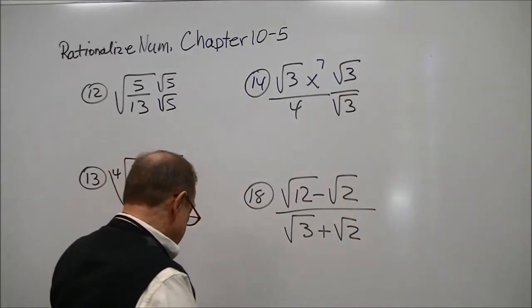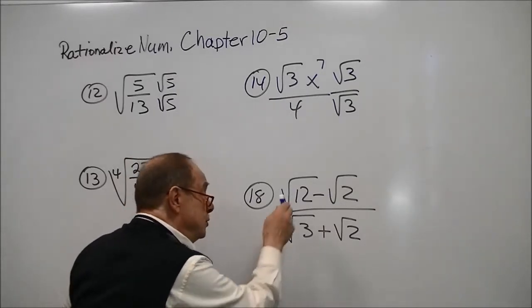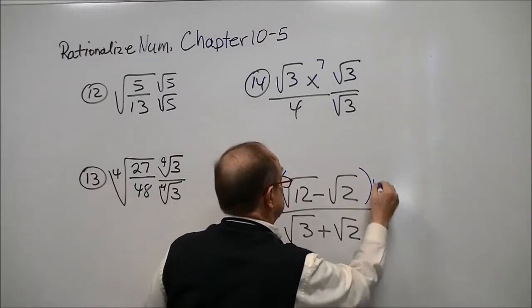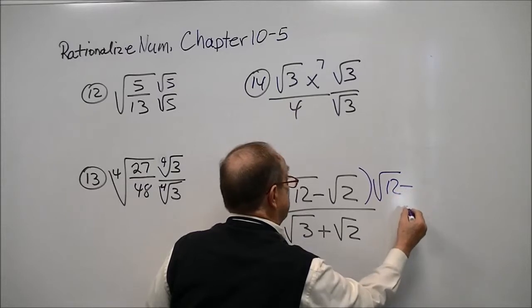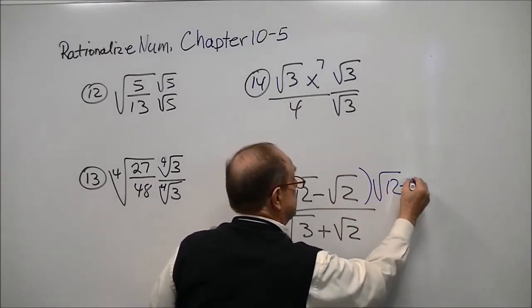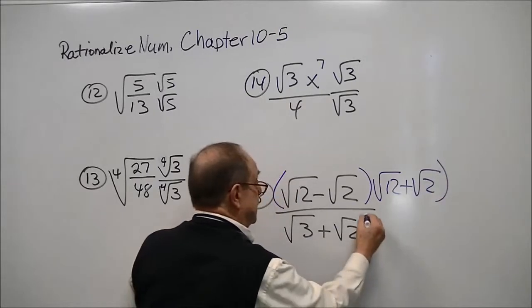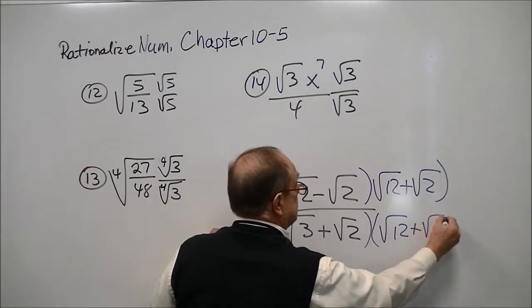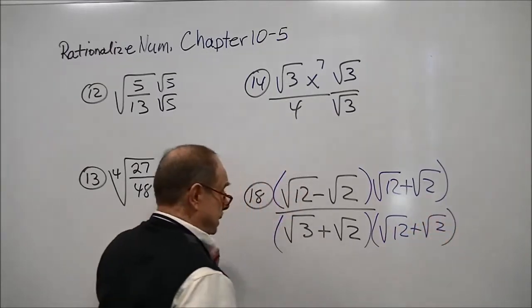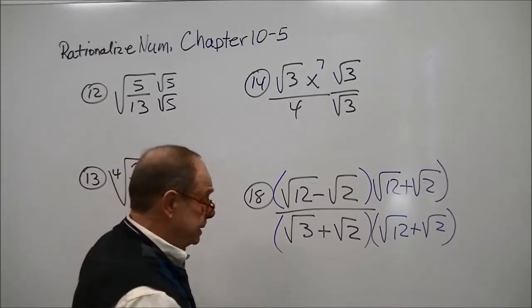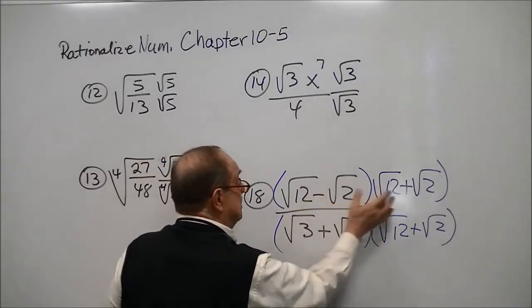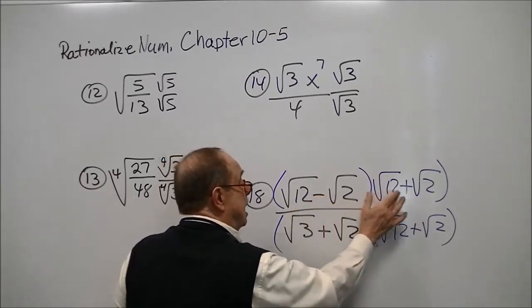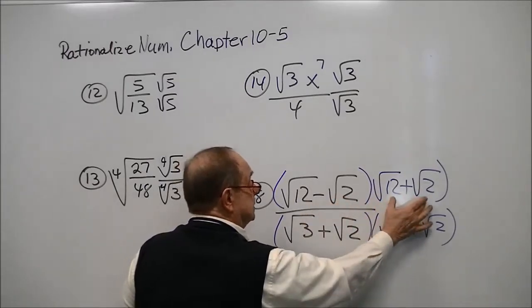And then here we have to remember to multiply the numerator by its conjugate, which will be the square root of 12 minus, or plus I should say, the square root of 2. And then the denominator by the same. So a common error that students make is they'll multiply it by the same thing, not its conjugate. Remember, the conjugate is the opposite sign. These terms are the same.